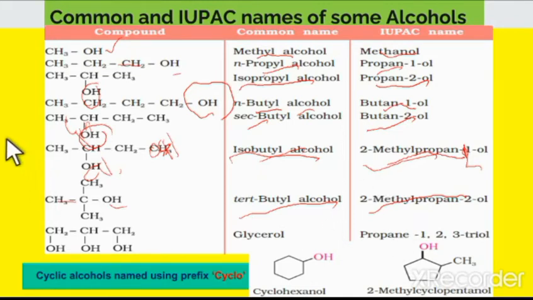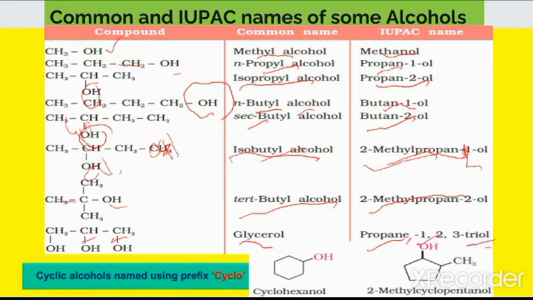If it is a multifunctional compound, for example CH2OH, CH2OH, in this case the common name is glycerol, and the IUPAC name is propane-1,2,3-triol. This would be the IUPAC name of this compound. In this case, there are multiple hydroxy groups, more than one. So the alkane's final E is retained, and we need to mention the positions of the hydroxy groups. Depending upon the number of hydroxy groups, we write the prefix di, tri, tetra, and at the end we add the suffix ol.